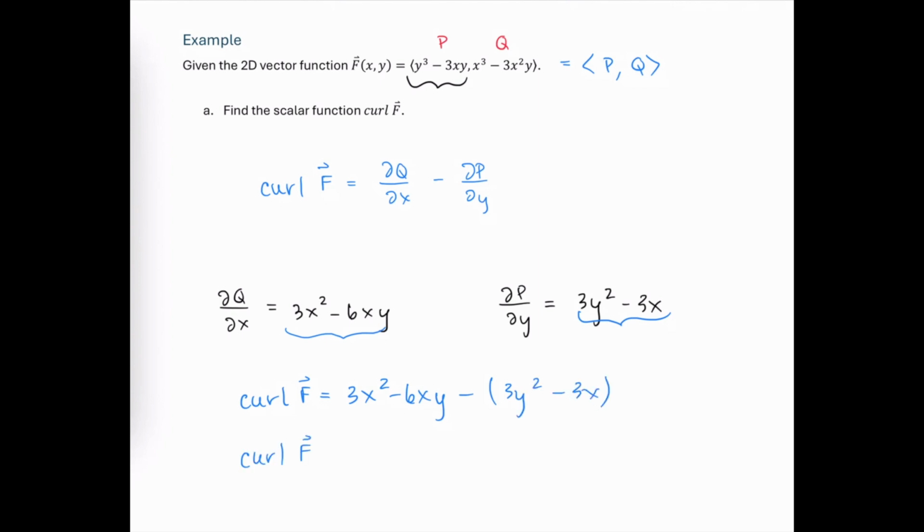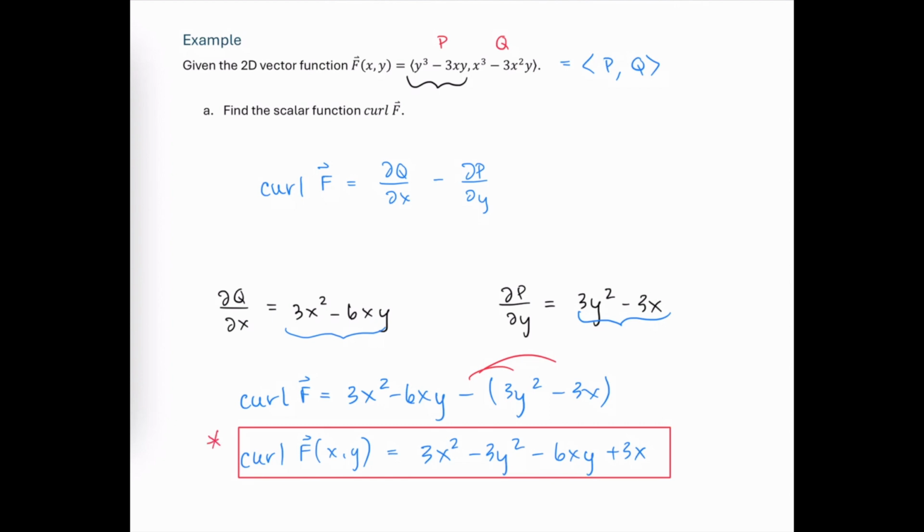This curl gives us a scalar function that depends on x and y, and after we distribute the negative, we get 3x squared minus 3y squared minus 6xy plus 3x. And this is the answer to part A.